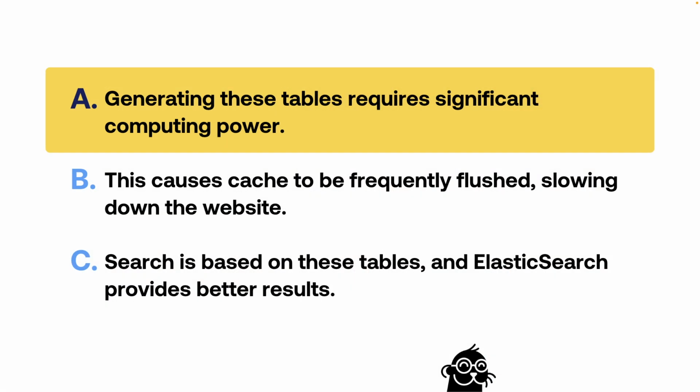Now, looking at C here, search is based on these tables, and Elasticsearch provides better results. Now, this might be a little tricky, but the reality is that Elasticsearch is not based on these tables, to the best of my knowledge, as far as how it worked previously. I mean, it perhaps was a little bit, but Elasticsearch does provide better results, but search was never based off of those tables to my knowledge. So it was kind of a trick question, but definitely I would agree that Elasticsearch does way better than the MySQL search provider that was included in Magento 2 as well.